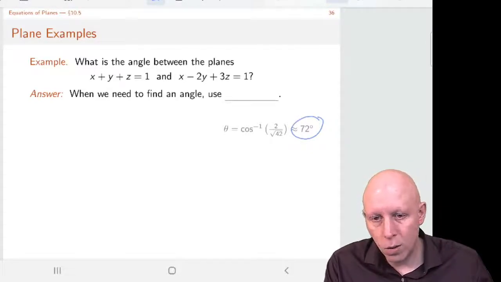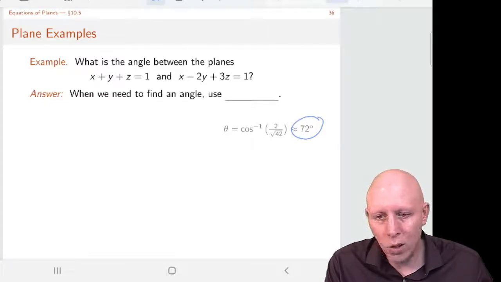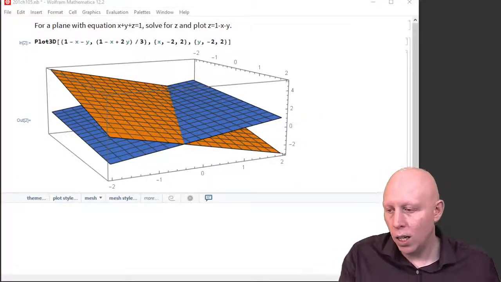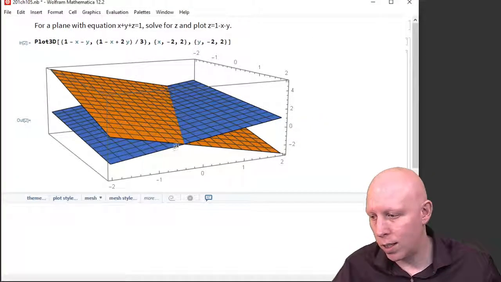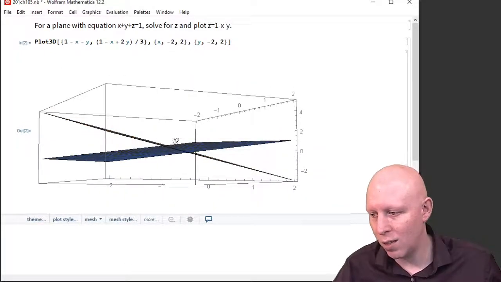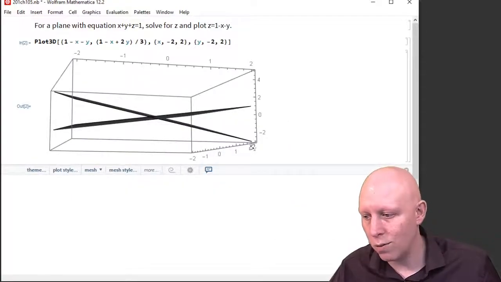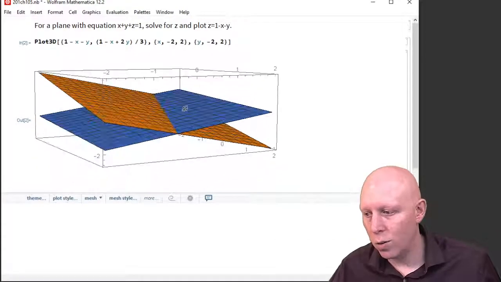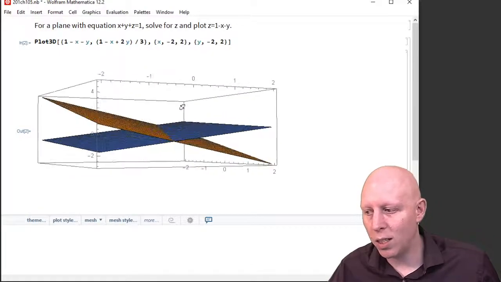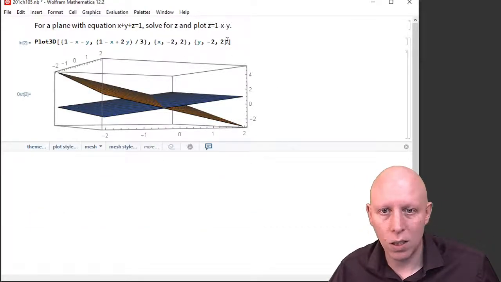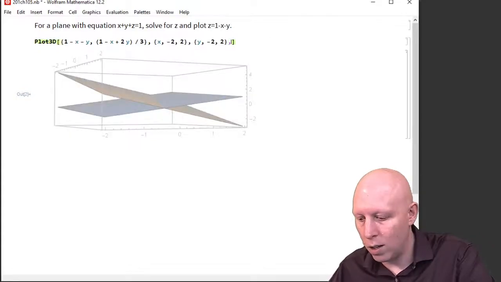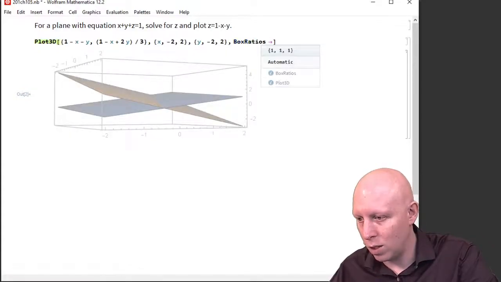All right, so let's go back to the Mathematica and check to see. We thought maybe the acute angle would be rather acute. Let's see what's happening there. The main reason why this looks like it's less than 72 degrees in terms of this angle is because of the scales of the axes here. So the thing we need to do is we need to tell Mathematica to not rescale these axes. And to do that, we talk about box ratios.